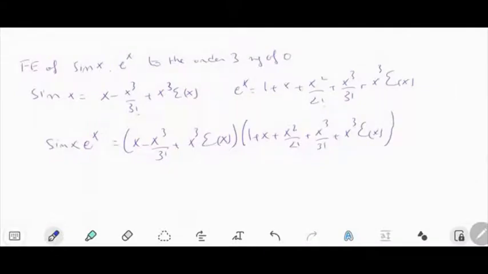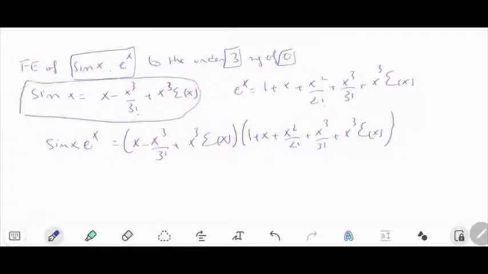Let me now take one more example. If we want to calculate the finite expansion of sine x times exponential x to the order 3 in the neighborhood of 0, then if we want to calculate to the order 3, as I told you, we need to calculate the expansions of sine x and exponential x to the order 3. So we write here the sine x finite expansion to the order 3, and in here the finite expansion of exponential x to the order 3.